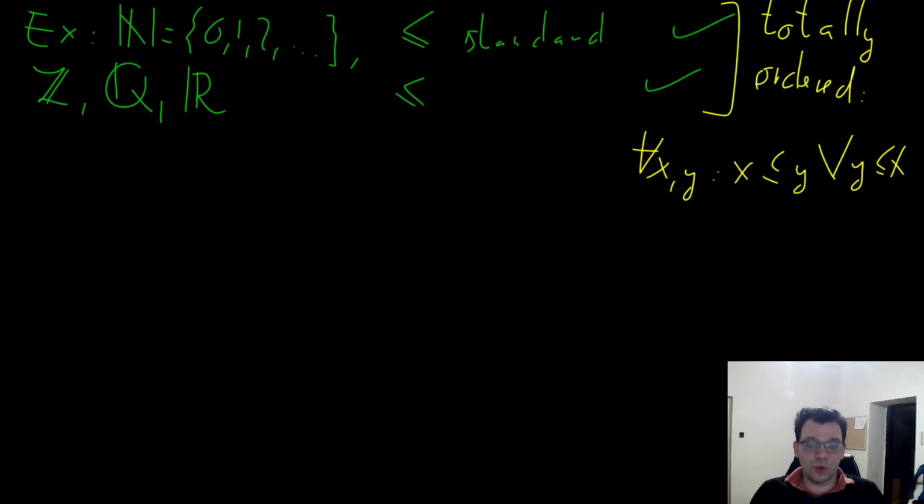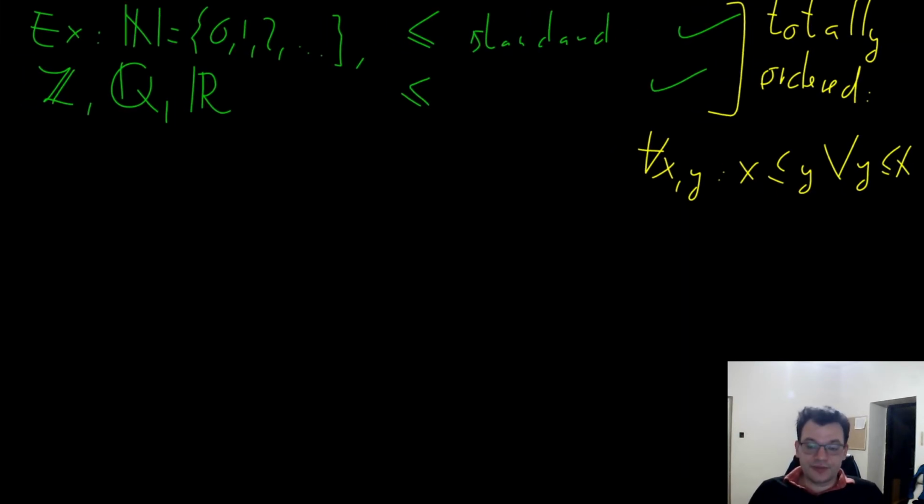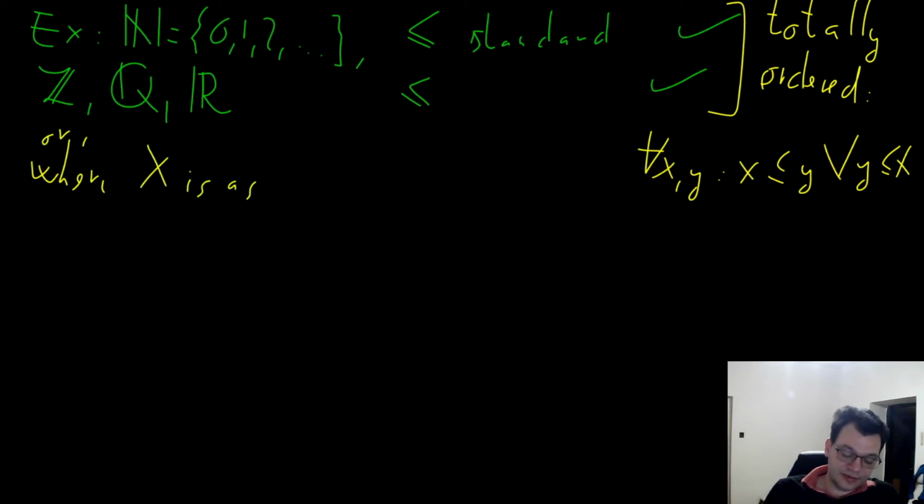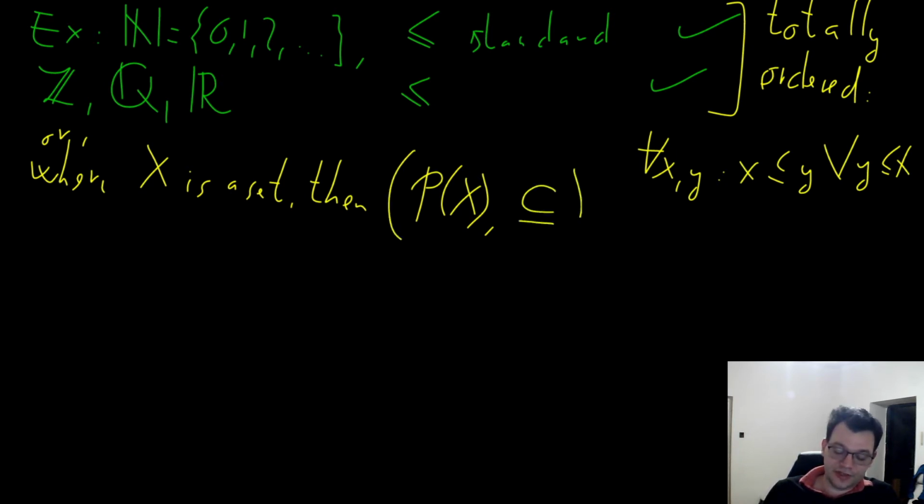Now this is not always the case, because you might be familiar with the following notion. When x is a set, that's also an example, then the power set of x, the set of all the subsets of x, with the subset relation, is also a poset.